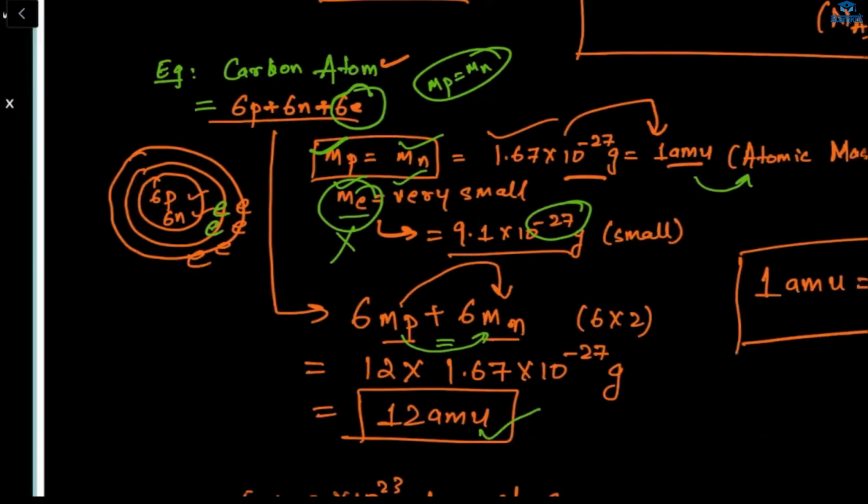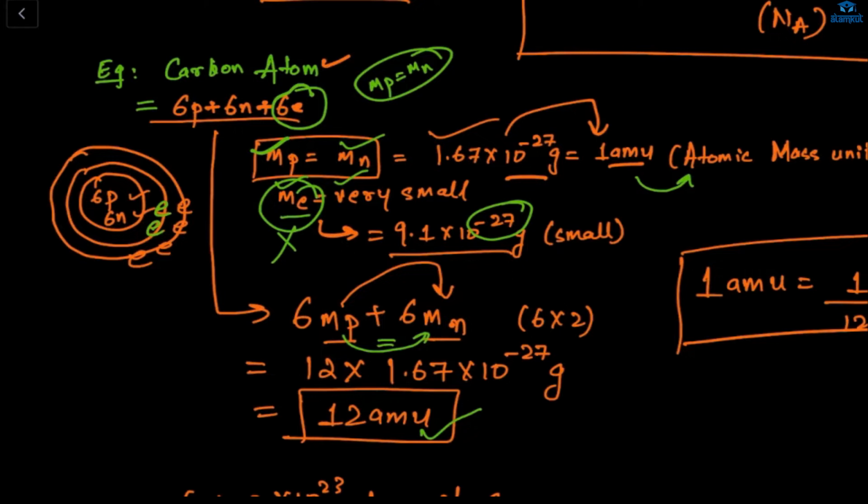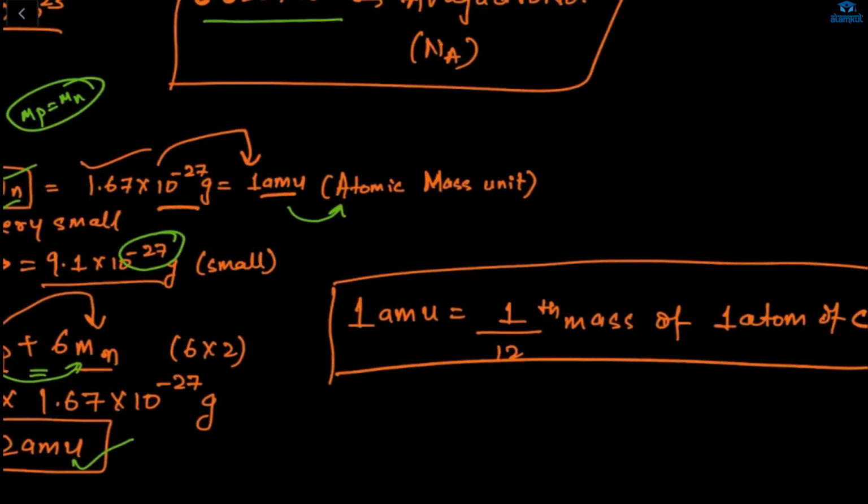So let's say I have to calculate the mass of this carbon atom. How will I calculate? I will calculate 6 mass of proton plus 6 mass of neutron, and I will not write the mass of electron. Why? Because electron mass is very small. So here 6 into 2 is how much? 12.